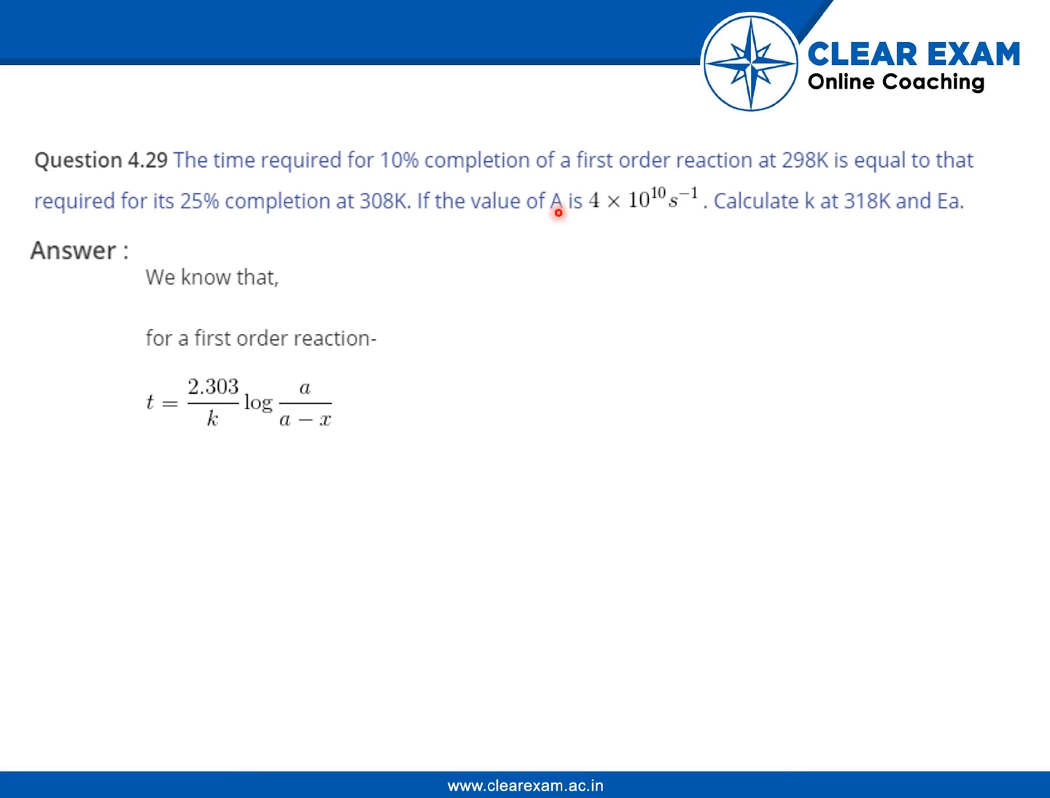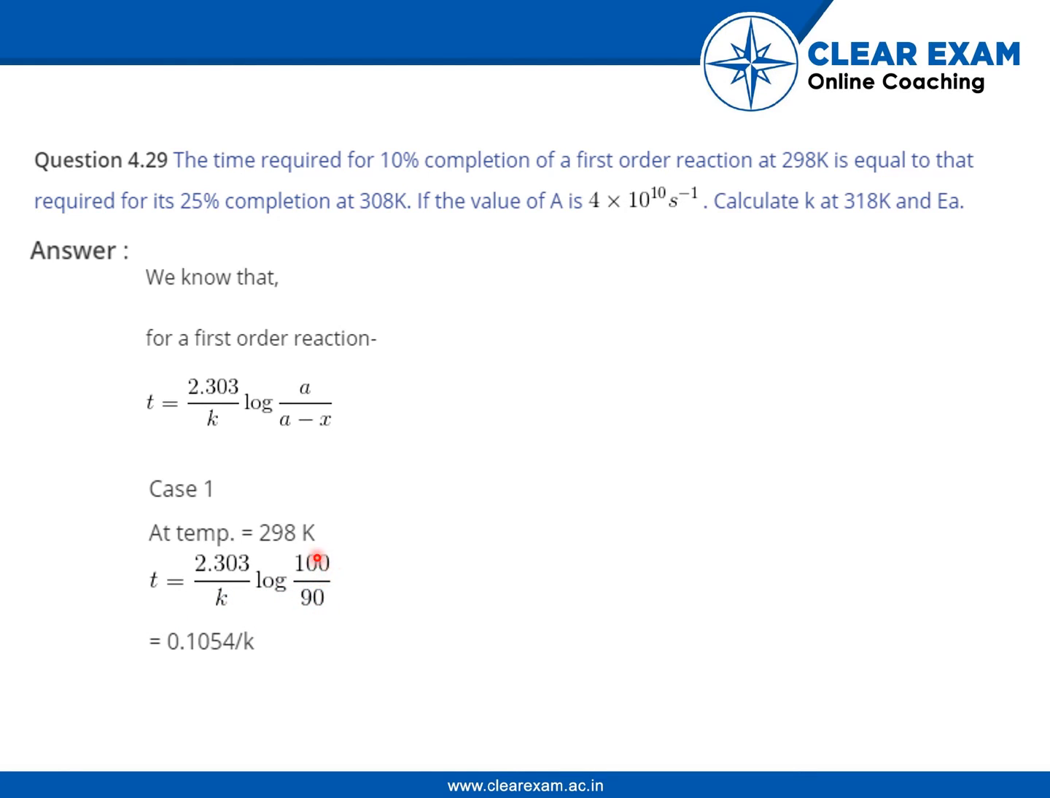First of all, using the information given in the first line, we will use the formula for the first order reaction, that is Kt is equal to 2.303 log A naught by A, where A naught, written here as A, is the initial concentration of the reactant, and A minus X is the final concentration of the reactant. So at temperature equal to 298 Kelvin, t is equal to 2.303 divided by K log 100 by 90.